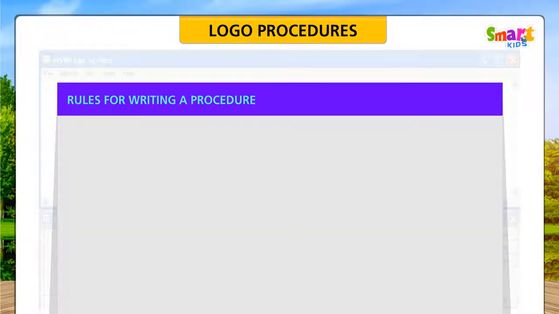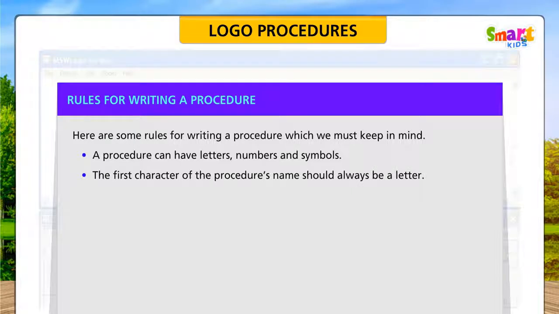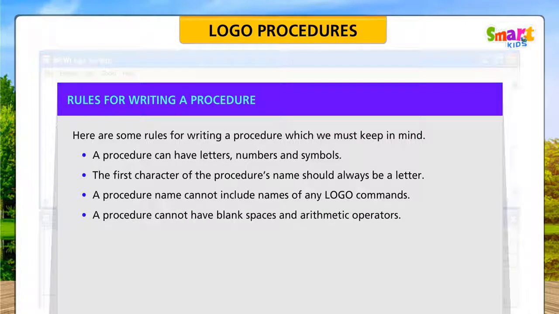Rules for writing a procedure. Here are some rules for writing a procedure which we must keep in mind. A procedure can have letters, numbers, and symbols. The first character of the procedure's name should always be a letter. A procedure name cannot include names of any logo commands. A procedure cannot have blank spaces and arithmetic operators.